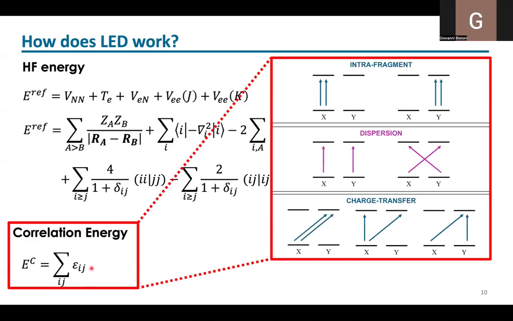The decomposition of the correlation energy instead is slightly more complex because it is based on the localization of both the occupied and the virtual orbital space. This allows the decomposition of the correlation energy into families with well-defined physical meaning, including, for example, the dispersion excitations, which, as you know, are responsible for the attractive part of the van der Waals potential.